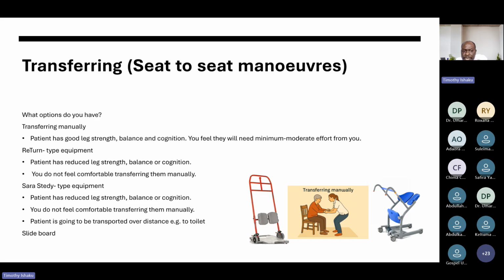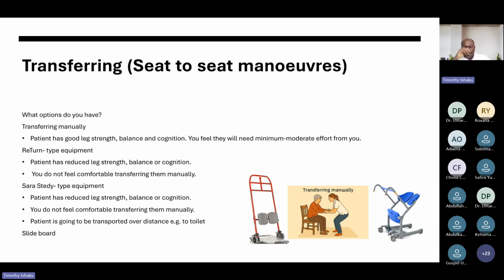The next one, apart from the red equipment, which is called Return, spelled R-E-T-U-R-N, with a capital R and a capital T, or there are other modifications of it called a patient turner. So it's basically a patient turner, taking away that manual labor from us. All of them do the same function.